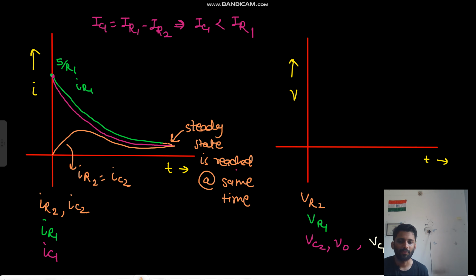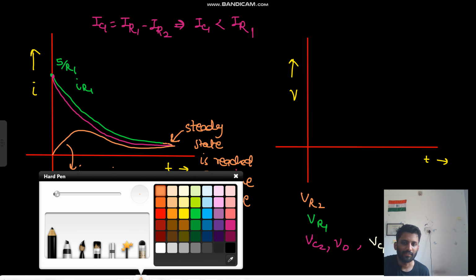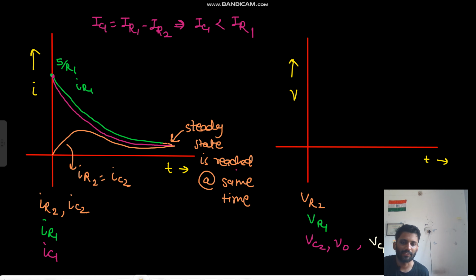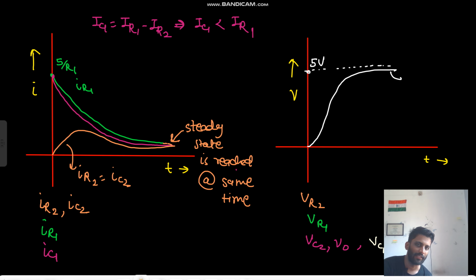Okay, now talking about VC1. We will talk about VC1 first. So initially the capacitor voltage is 0 and eventually it charges to 5 volt. So it starts from 0 and then charges to 5 volt. Okay, so this is VC1.